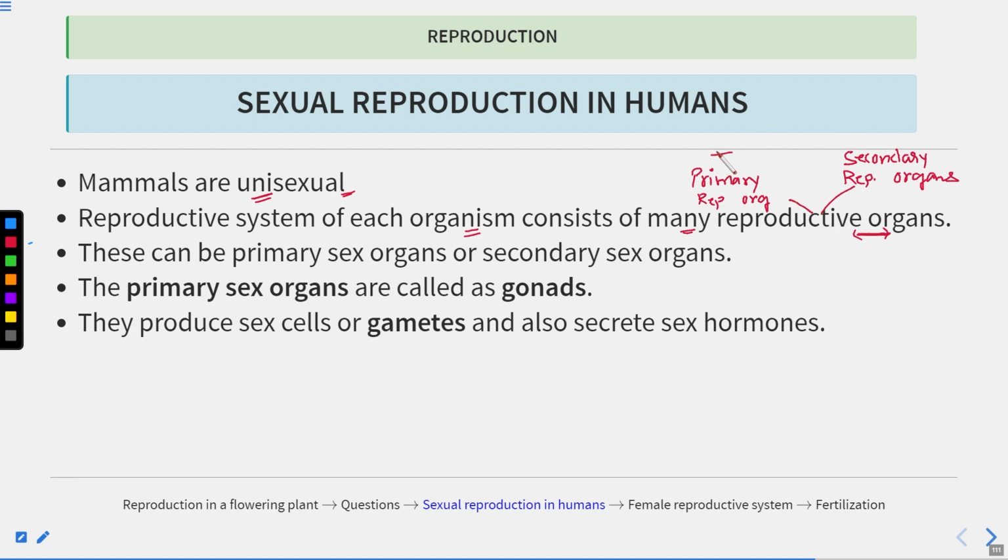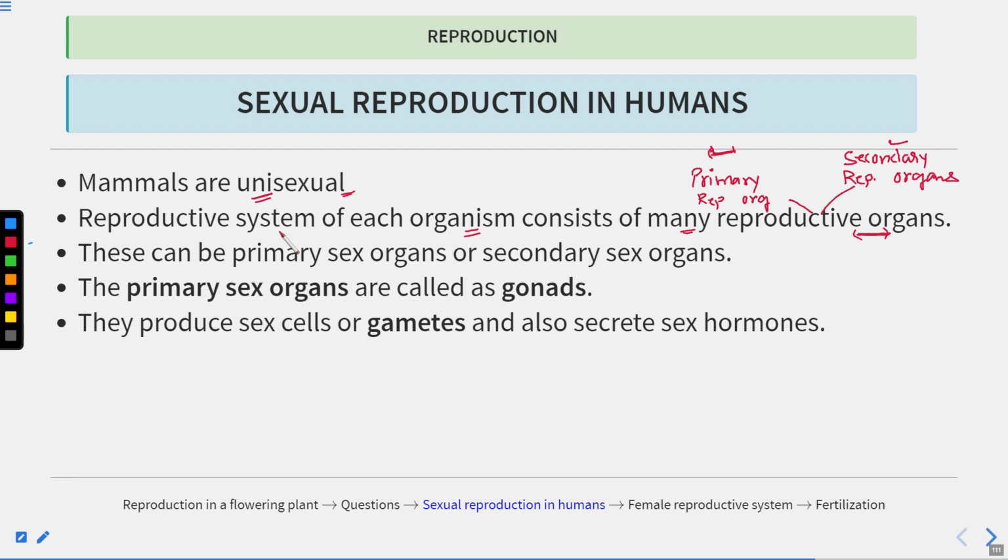Primary reproductive organs are basically involved in the formation of sperms as well as eggs, the gametes. Whereas secondary reproductive organs are not directly involved in the formation of the gametes, but they do some other roles. We'll talk about both of these in the upcoming slides.